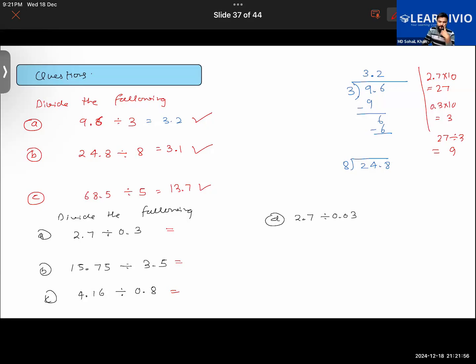Yes or no? Tell me if you're finding it difficult to understand. Will it be 0.9? No, we are not multiplying, Habib. You are confusing it with multiplying. We are dividing it now.